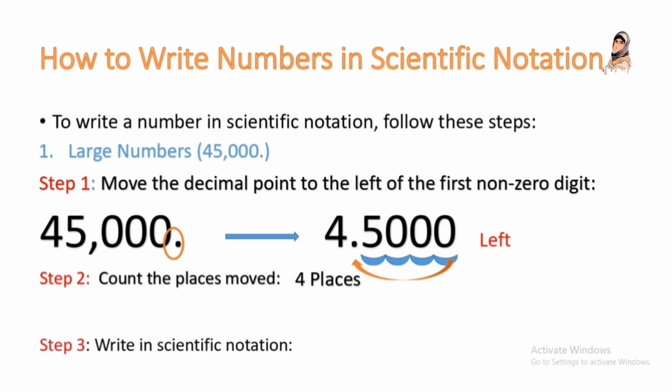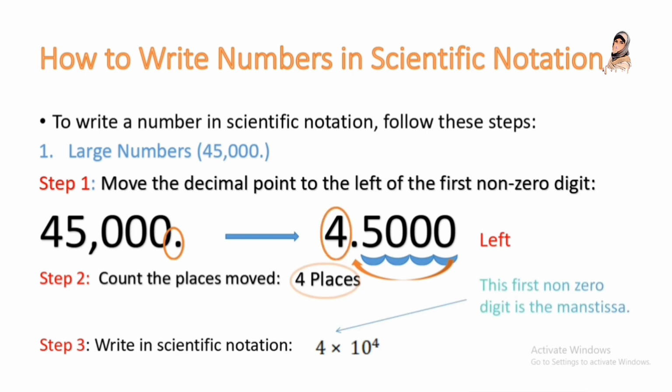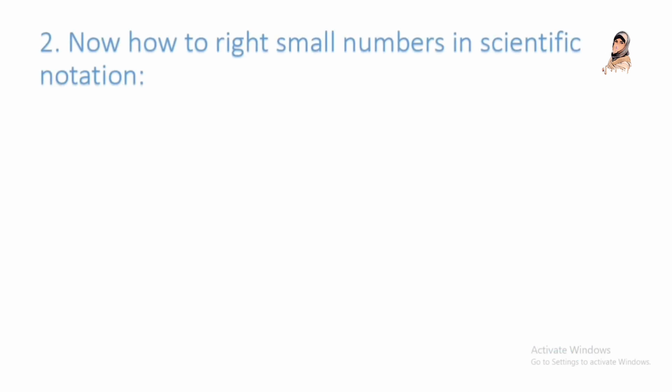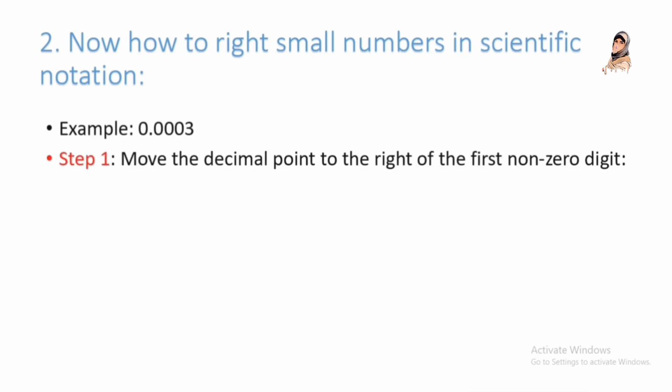Step number 3. Write in scientific notation and we get the number 4 × 10^4, where the first non-zero digit is the mantissa, while the moved places make the power of 10. Now, how to write small numbers in scientific notation? For example, we have a small number, that is 0.003. Now, how to write this number in scientific notation?